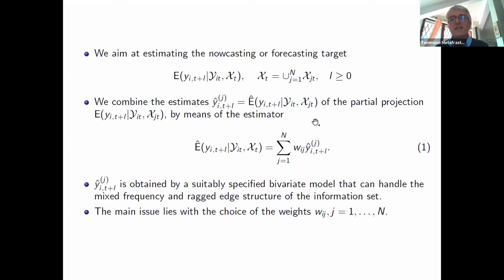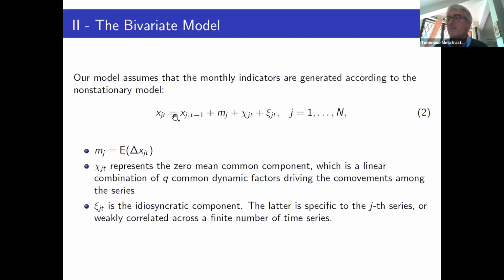And as far as the model for evaluating this partial projection, we use a model which takes into account the factor structure of the economy. Essentially, we assume that each monthly indicator participates in this factor structure. First of all, each monthly indicator will be assumed to be I(1), integrated of order 1, which means that for nominal indicators such as prices, the CPI, and so forth, we will take the monthly inflation rate.